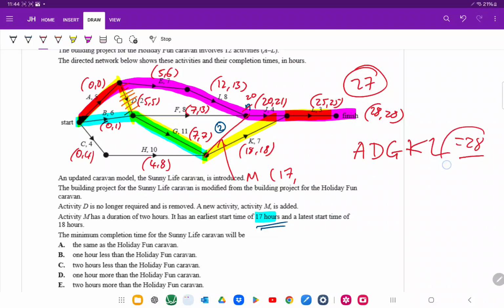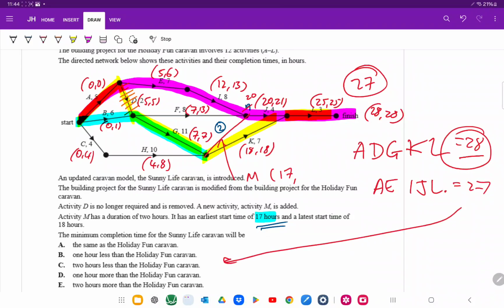But previously, before we changed it, we had a path of 28. So A, E, I, J, L will result in 27, which means that it will be 1 hour less if we change this particular path.